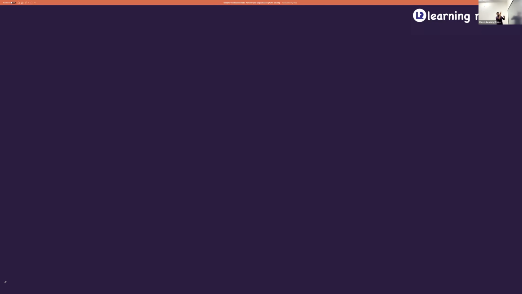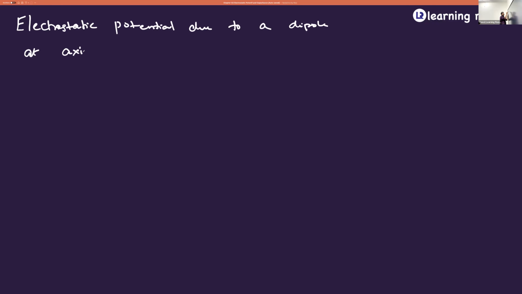So write down the next heading as electrostatic potential due to a dipole at axial point. So the next topic that we are going to see is electrostatic potential due to a dipole at axial point. Okay.